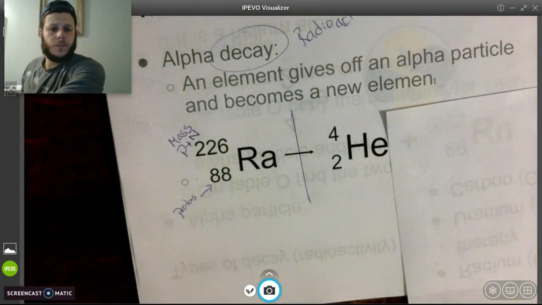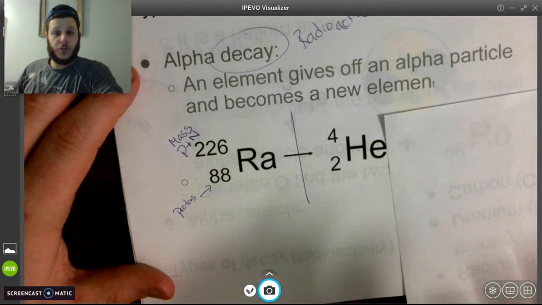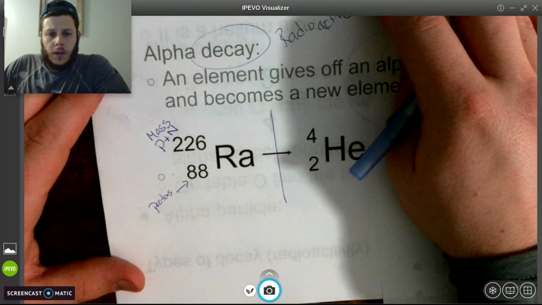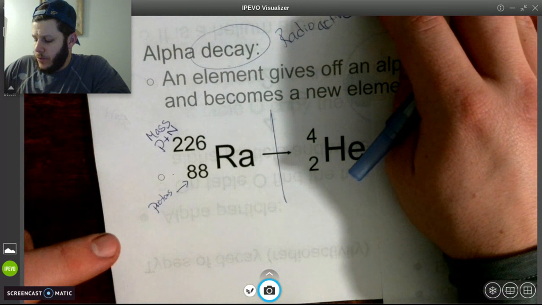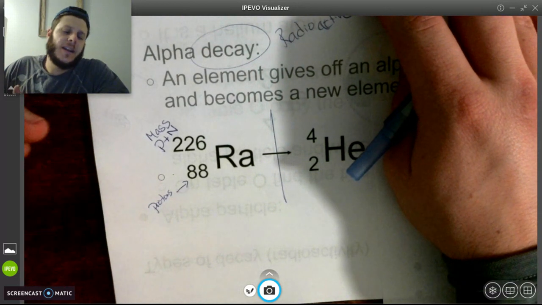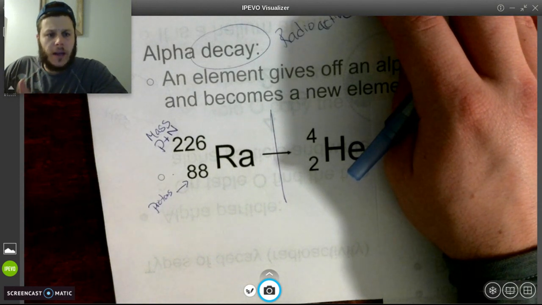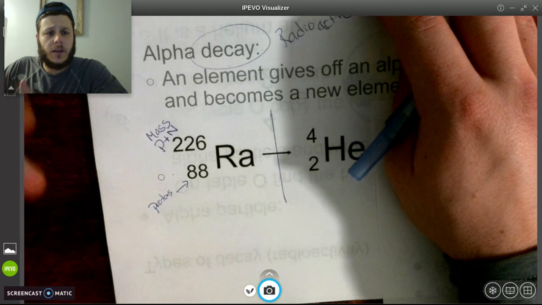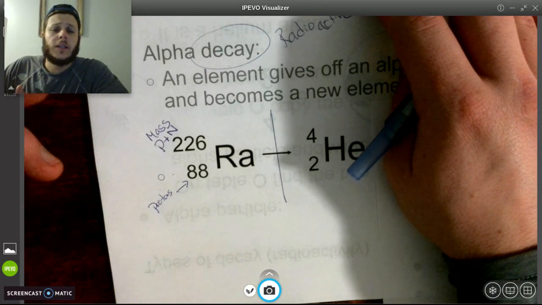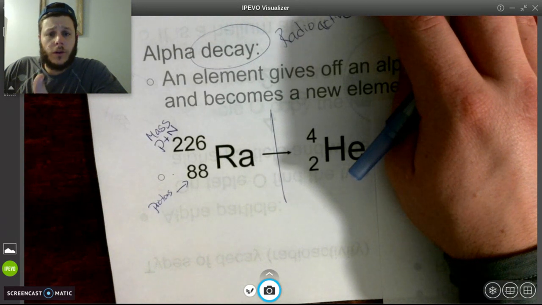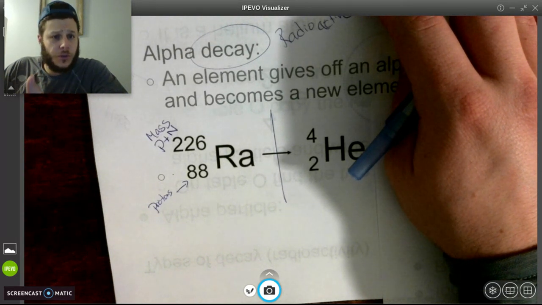So let's continue that conversation. If the radium is losing 2 protons and it had 88, let's do some simple math here. 88 minus 2 is 86. So the new element that's left over is going to be the element with 86 protons. The mass having 226 to start, losing 4, it's now going to be 222.